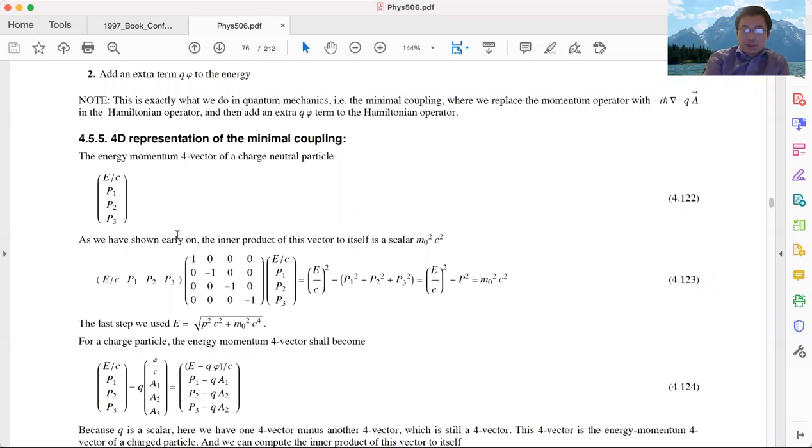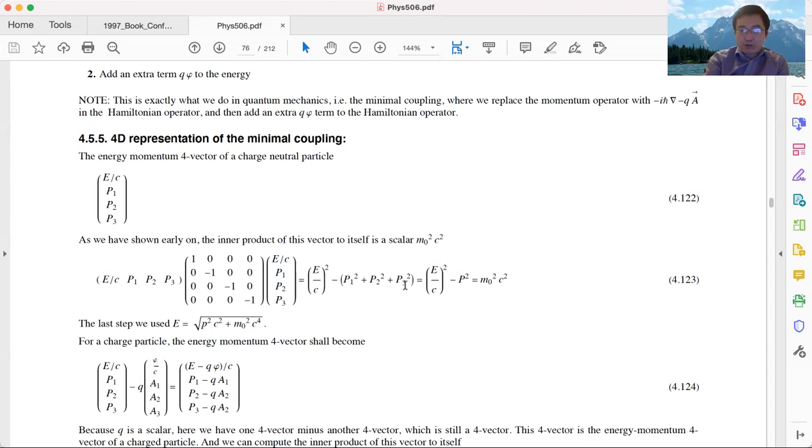the minimum coupling in terms of a 4D representation, we just need to think about a very simple thing. Okay? Let's think about a charge neutral particle first. We know that for a charge neutral particle, we have energy and momentum, and we can combine energy and momentum together to form a 4D vector. This is my energy and momentum vector, as we learned earlier. Okay, and we know that this energy and momentum 4D vector, we can do an inner product of this 4D vector to itself. Okay, the inner product of two 4D vectors is a scalar, so we get a scalar.